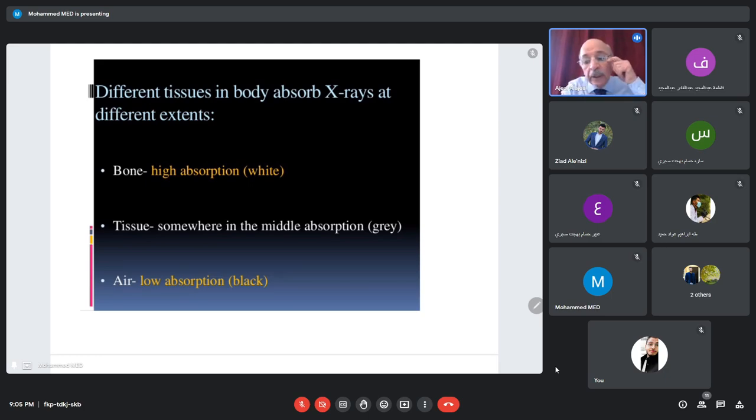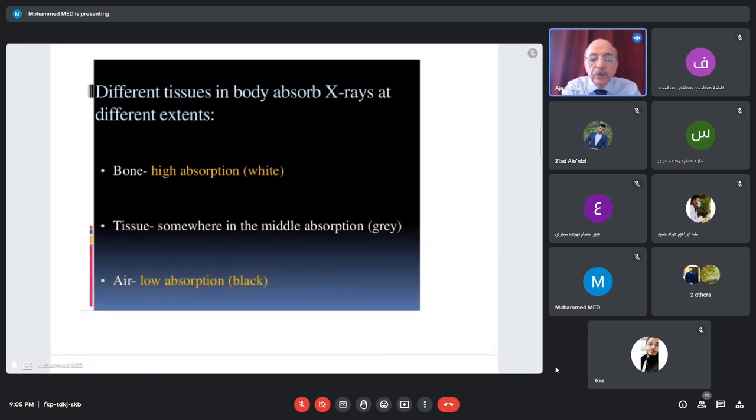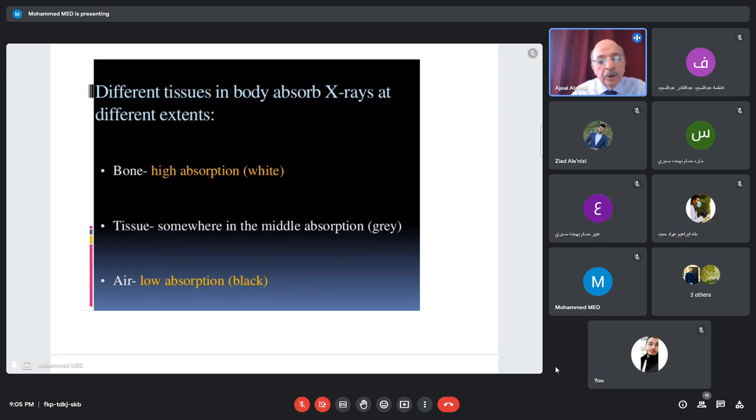Tissues, generally speaking, look different on the X-ray. Air usually looks black, and soft tissue looks in between, gray, while dense tissue like bones usually looks white. This is an important thing to put in mind. Next slide, please.